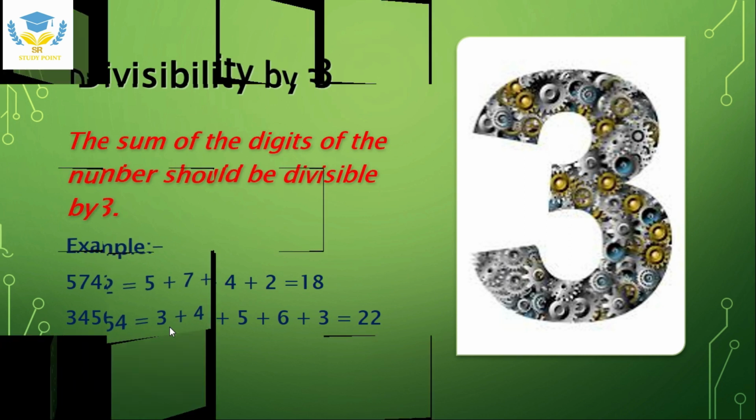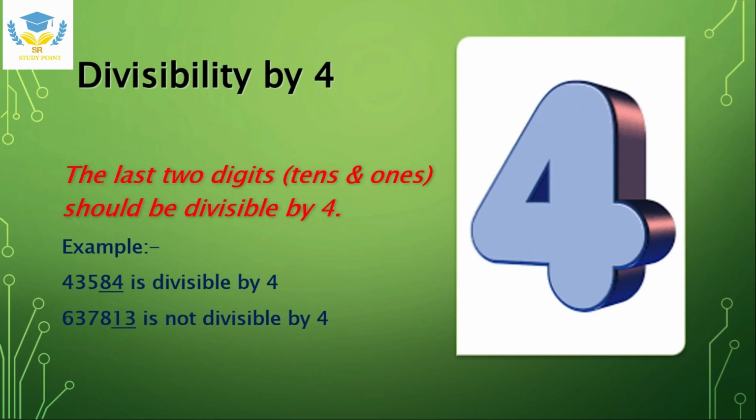Next is divisibility by 4. In divisibility by 4, you have to check the last two digits, that is the tens place and the ones place, which should be divisible by 4. Example, 43,584. The last two digits are 84, and 84 is divisible by 4. As you can see, 8 and 4 both are divisible, so 84 is divisible by 4. That means this whole number is divisible by 4.